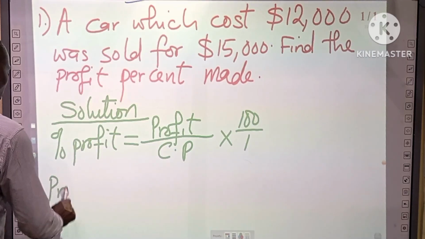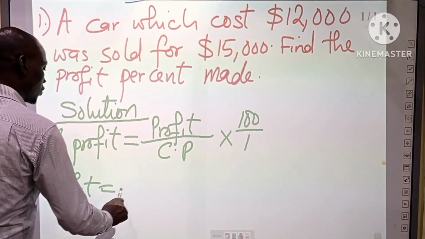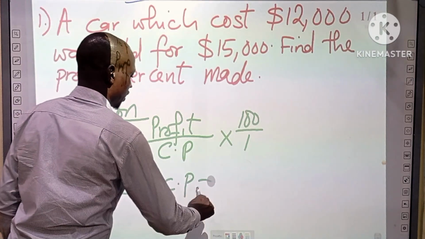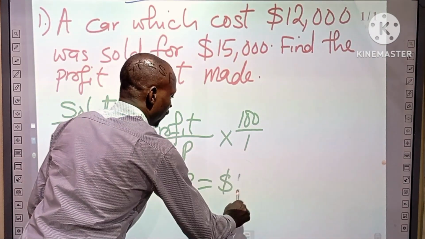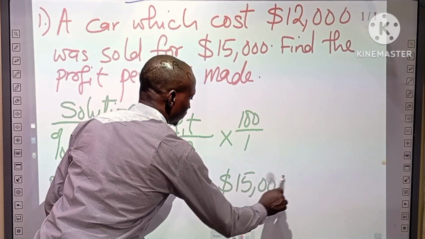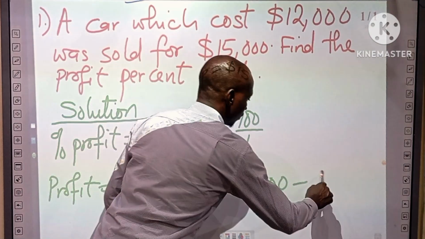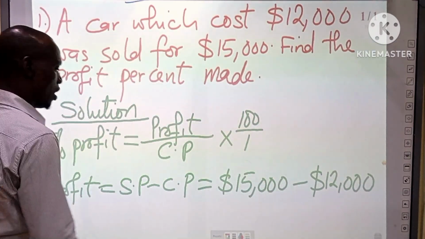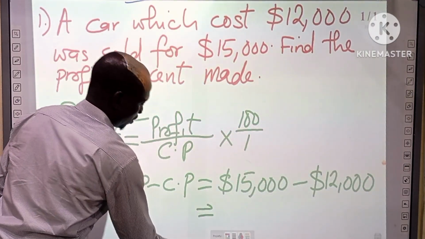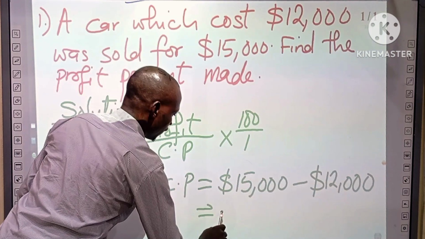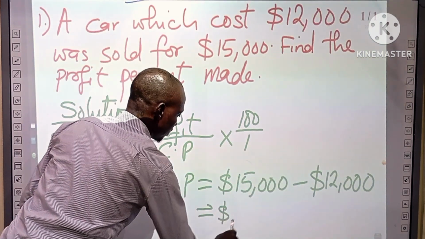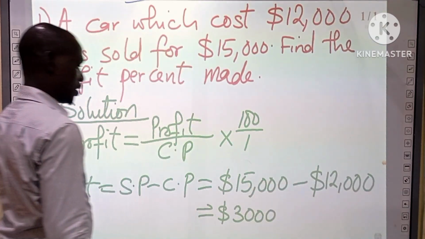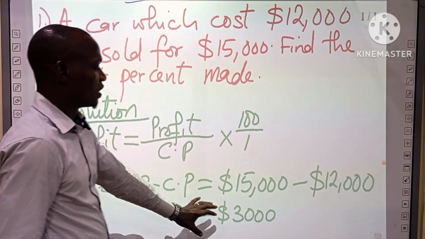Profit is equal to selling price minus cost price, which will simply become $15,000 minus $12,000. Now working, when we subtract 12 from 15, our answer will be $3,000. So with this, we can input this into the formula.